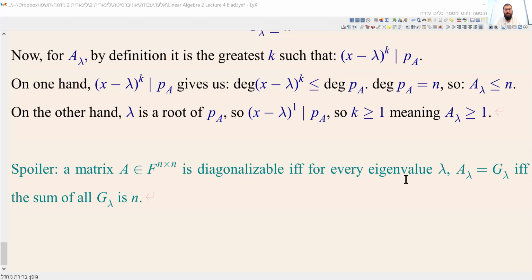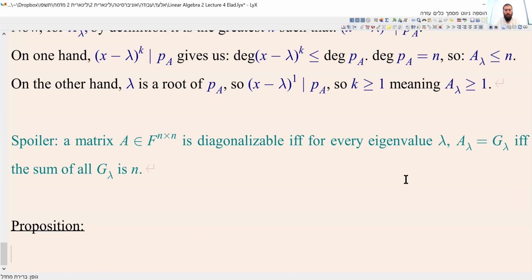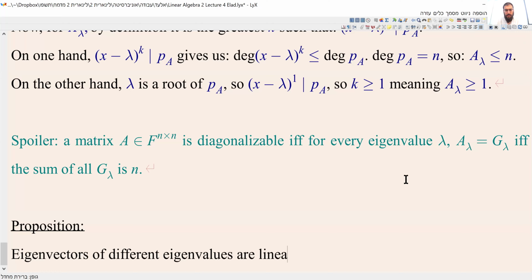Okay. So I first claim a proposition. Proposition: eigenvectors of different eigenvalues are linearly independent. Let's write it down. You understand what I want to say.